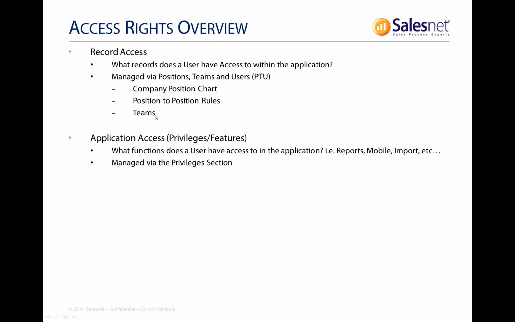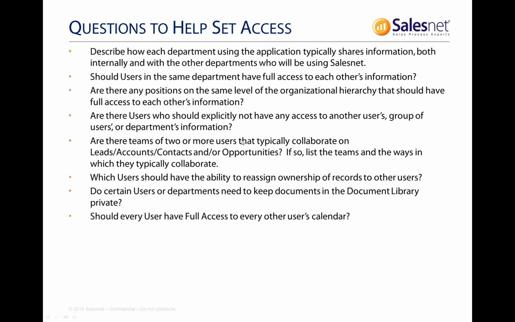So we're going to talk about record access first, and like we said, it's kind of a layered implementation. First of all, we set up this company position chart. That's the first setting. A user has to have a position in the position chart to be included in this security model. Next, we can make rules between different positions, and then we can create teams. So we can layer on these security rules that define what data different users can see. And then the privileges are pretty self-explanatory. It's basically what functions can you have access to.